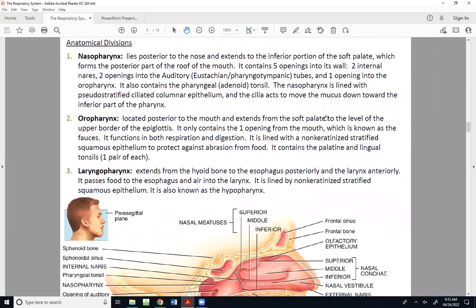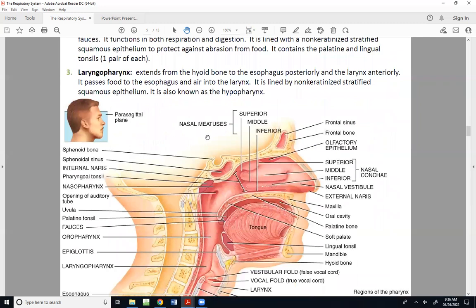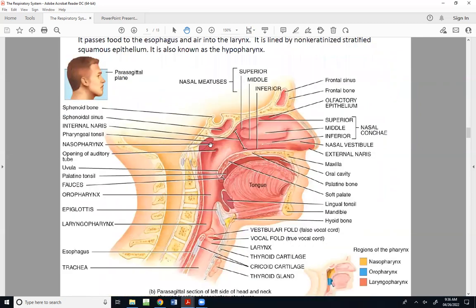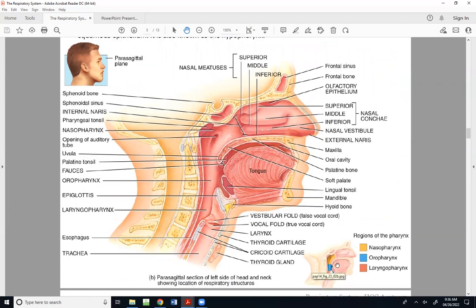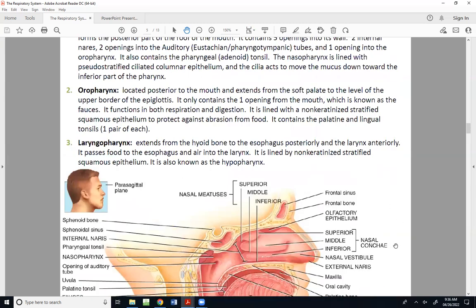The 3 divisions include the naso, the oro, and the laryngopharynx, and those are going from superior to inferior. So the nasopharynx is the superior most, in the middle is the oropharynx, and then the inferior most is the laryngopharynx. This little guy down here has them kind of color coded, which is kind of handy, but it's not really something I'm going to refer to.